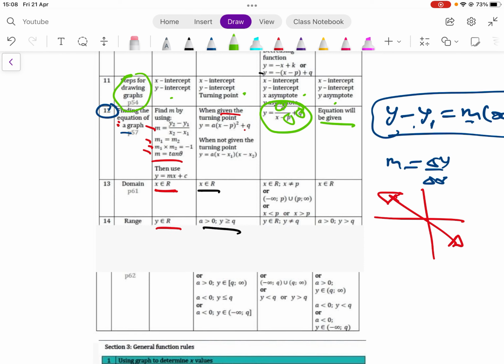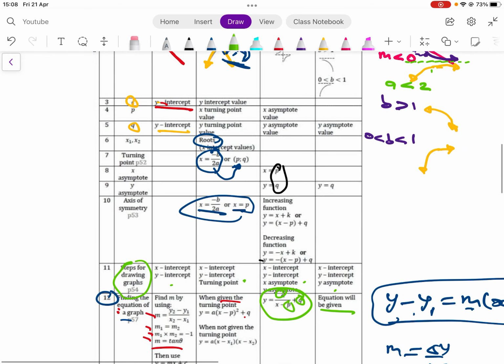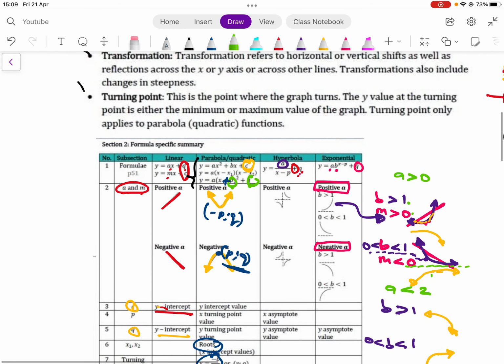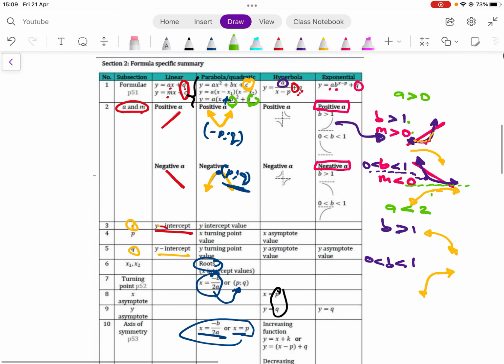Other than that, I think we see each other in the next video. That's pretty much the difference between the 4 types of functions. There isn't much to worry about. We'll do a couple of examples, then you can be confident in functions. Remember, they carry a lot of marks in paper 1.